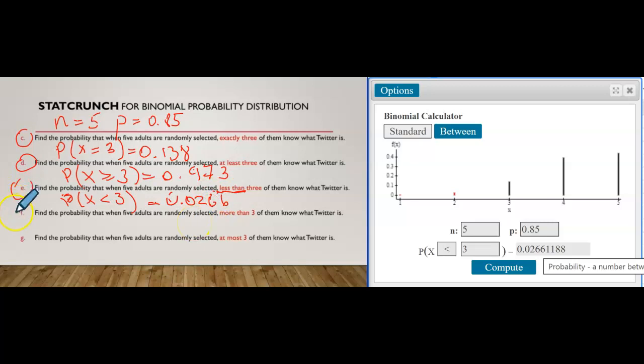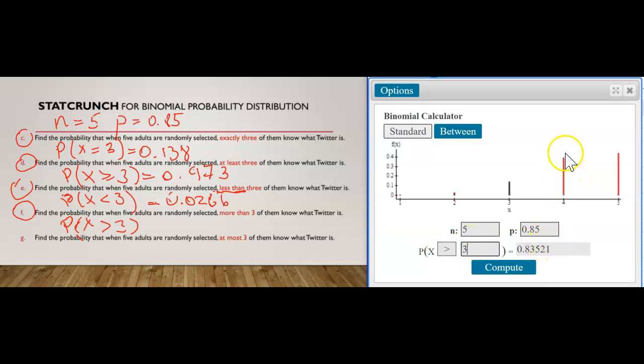Now let's calculate the probability that when 5 adults are randomly selected, more than 3 of them know what Twitter is. Let's convert it into a mathematical statement. We're looking for the probability P of the number of successes X being more than 3. More than 3 will not include 3. It will include 4 and 5. So change the inequality sign to greater than 3.